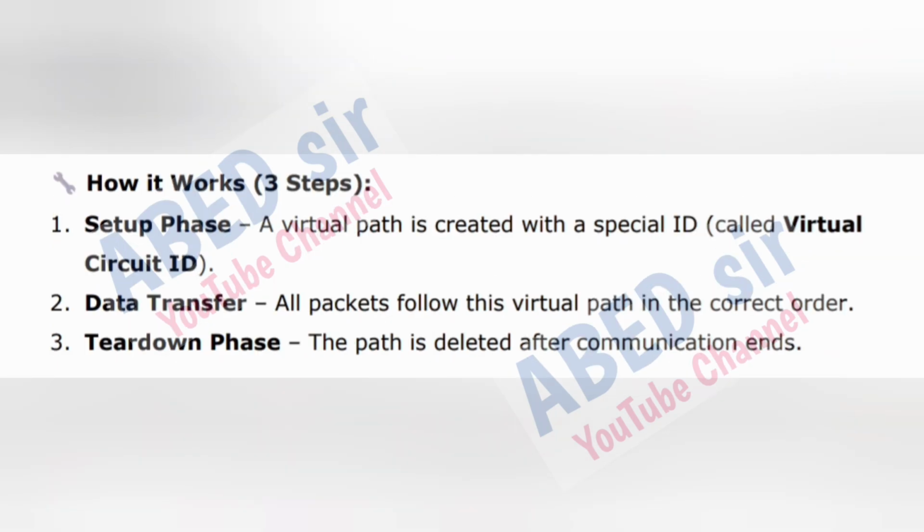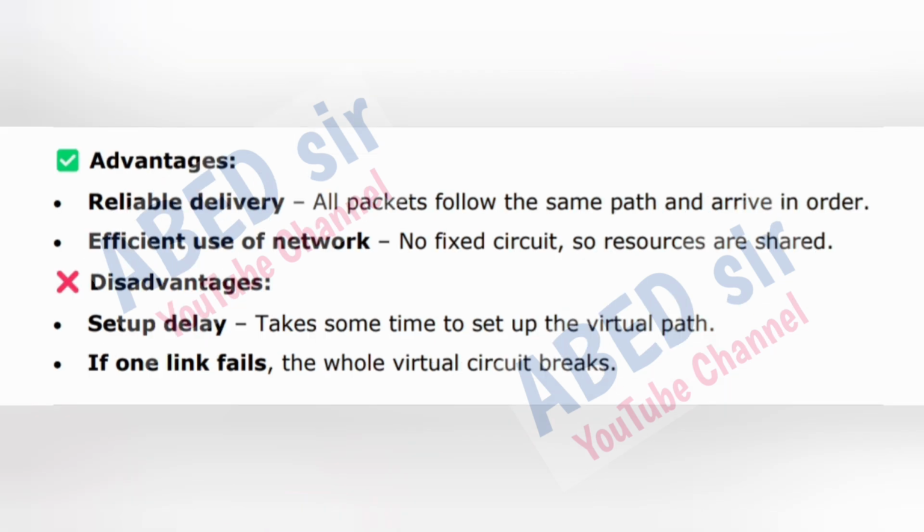How does it work? 3 steps. 1. Setup phase. A virtual path is created with a special ID called Virtual Circuit ID. 2. Data transfer. All packets follow this virtual path in the correct order. 3. Teardown phase. The path is deleted after communication ends.